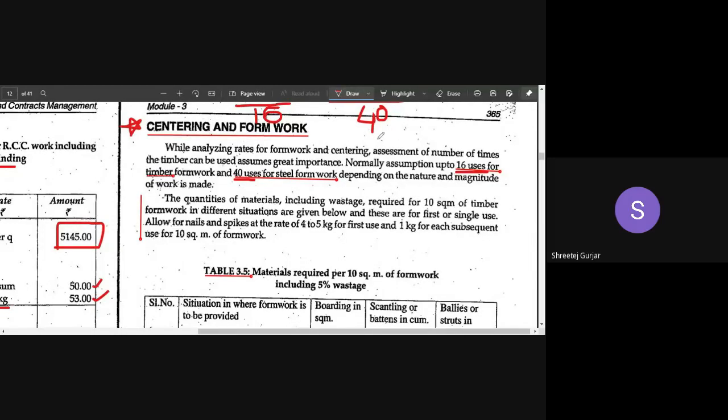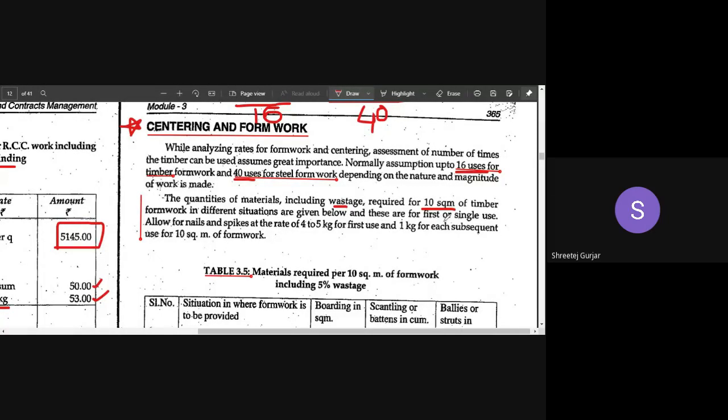We require timber and we require steel, right? We have to calculate that particular quantity. We have to calculate the quantity of timber and the steel material that is required. So we have to include the wastages also while we are calculating. For 10 square meter of timber formwork, the different situations are given below.